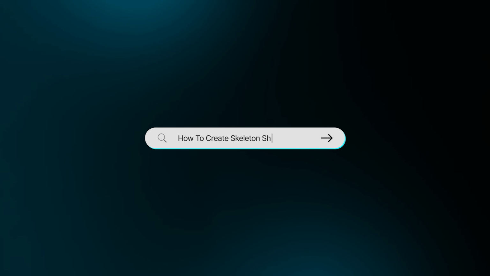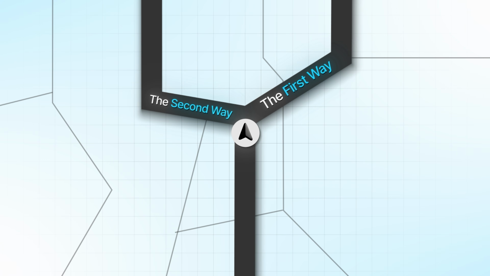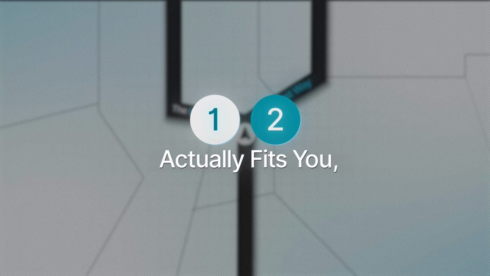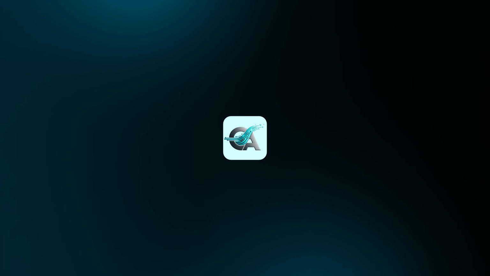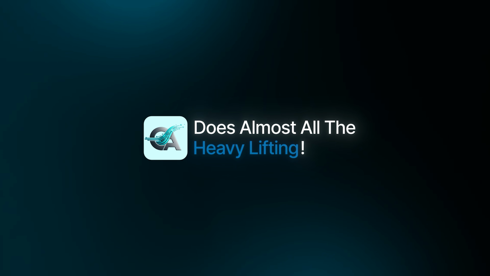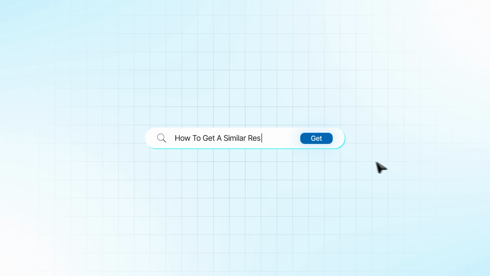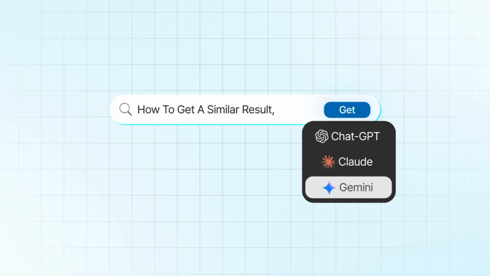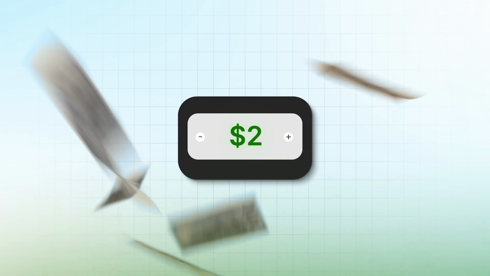Now, I actually covered this niche once before, but today, I'm giving you the full updated version, better tools, a faster process, and 2 complete ways to build these videos, so you can pick whichever one actually fits you. In part 1, I'll show you a tool that does almost all of the heavy lifting for you, so you can go from nothing to a finished, high-quality short in just a few minutes. And in part 2, I'll show you how to get a similar result using only free AI tools, so it won't cost you a single dollar to get started.